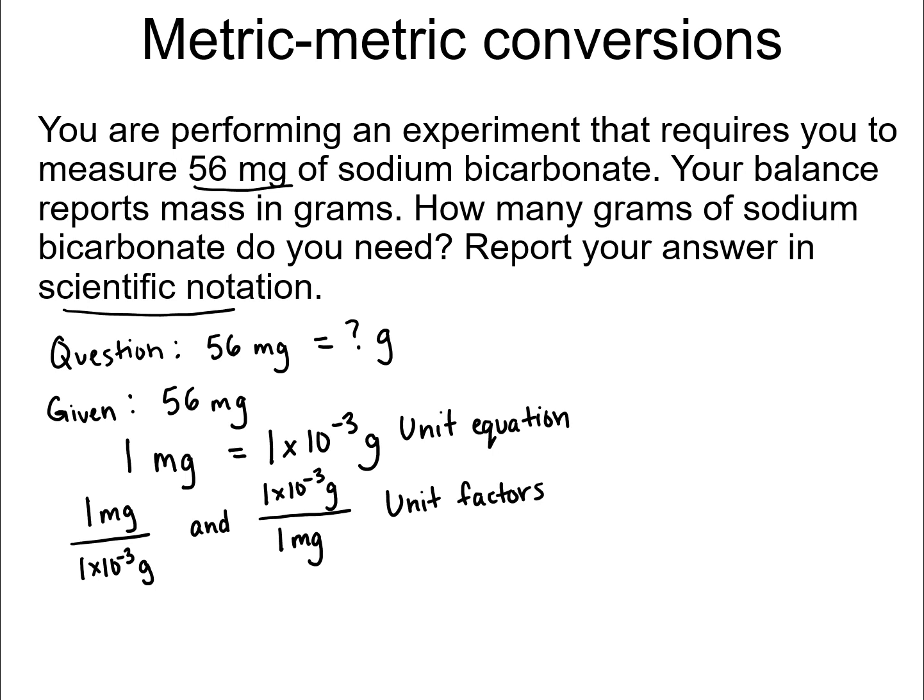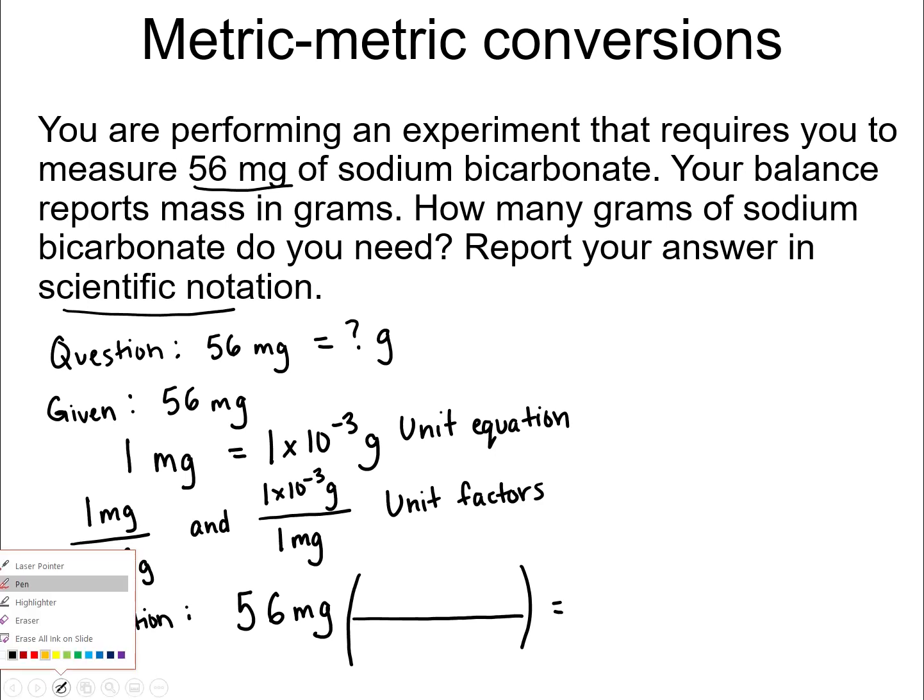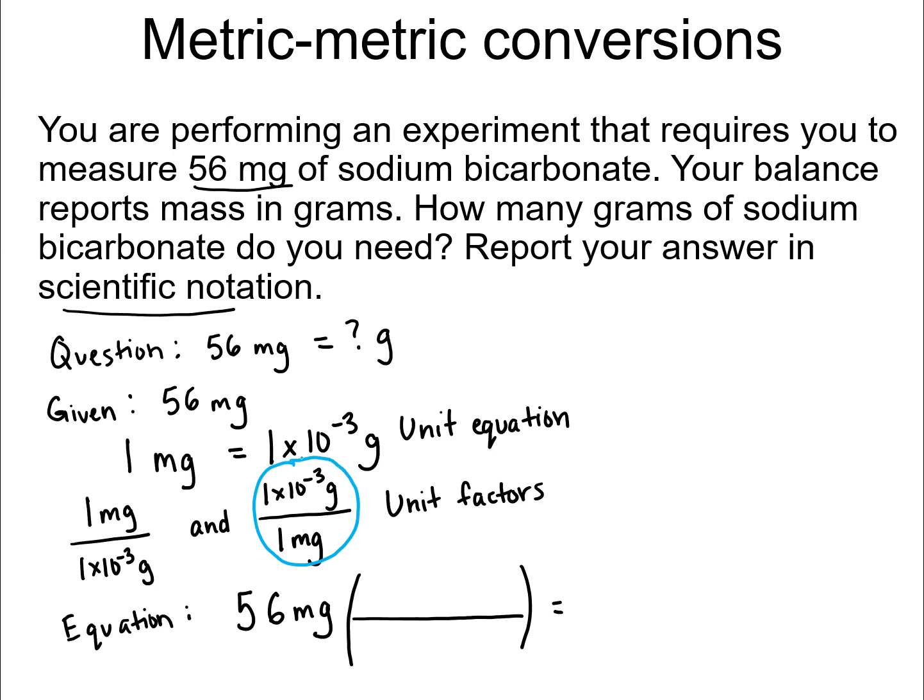Now I've got all my given information laid out. I can write out an equation. Starting with 56 milligrams, I need to choose one of these unit factors that will get me from milligrams to grams. I've already got milligrams in the numerator. To cancel out milligrams, I need milligrams in the denominator. So I will choose the unit factor with milligrams in the denominator.